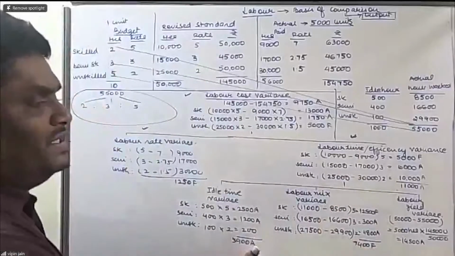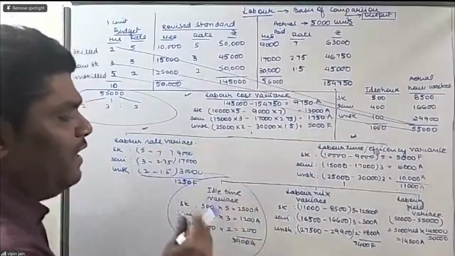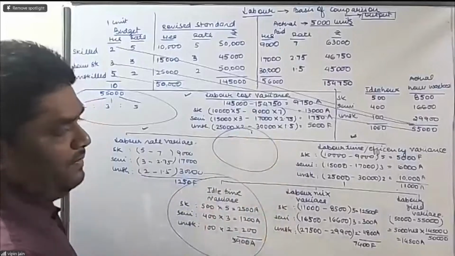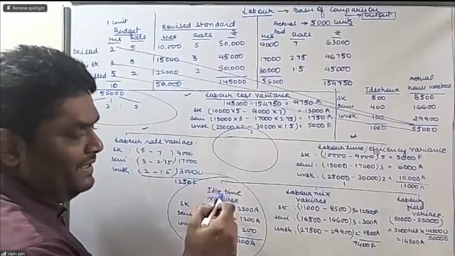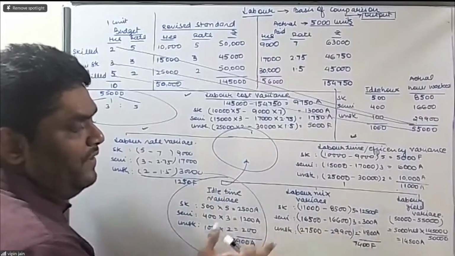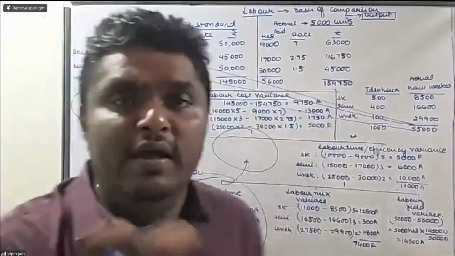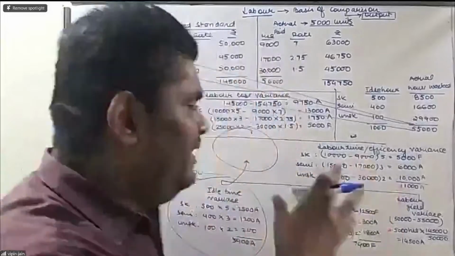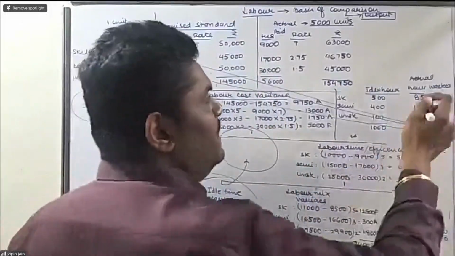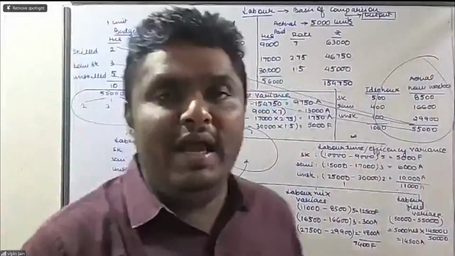The first approach is this one, what I have discussed. Another approach is that instead of putting idle time here, at the third level, we can place idle time variance here. Now, if we are putting idle time variance here, then very important, labor efficiency variance will be calculated using actual hours worked.